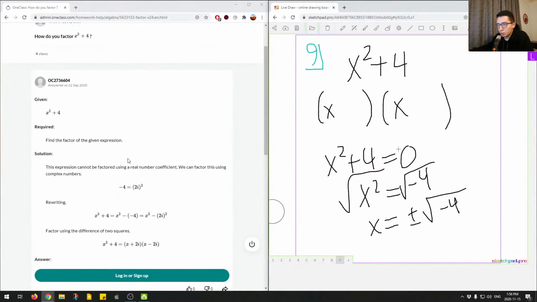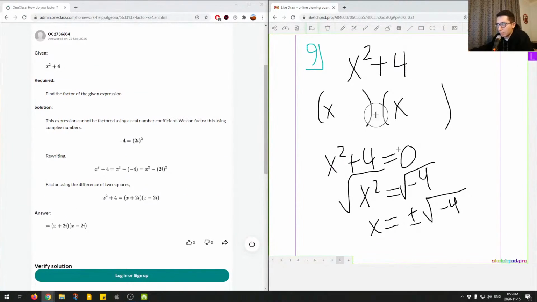So let's quickly go through the junior tutor's answer, and then we'll come back to this. So the expression cannot be factored using a real number coefficient. So we can't do this with real numbers, we need imaginary numbers, or complex numbers. So we can factor this using complex numbers. So they start off saying negative 4 is equal to 2i squared.